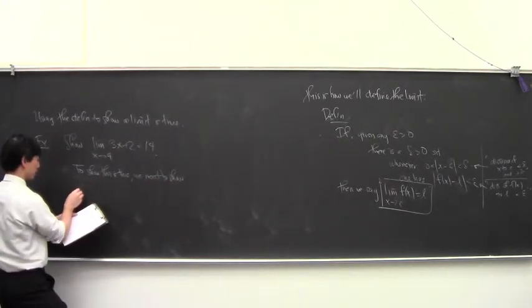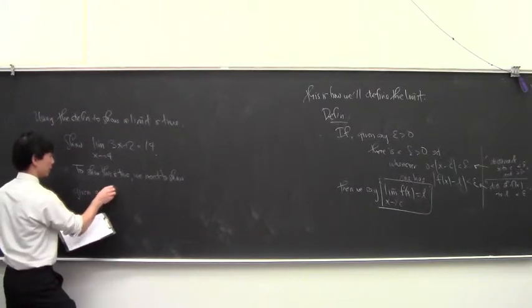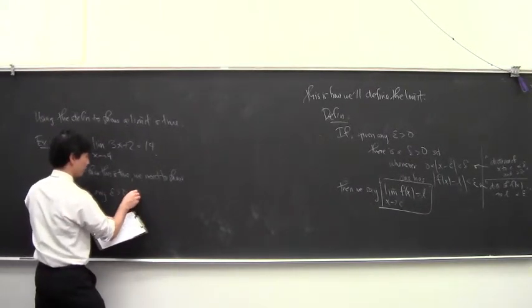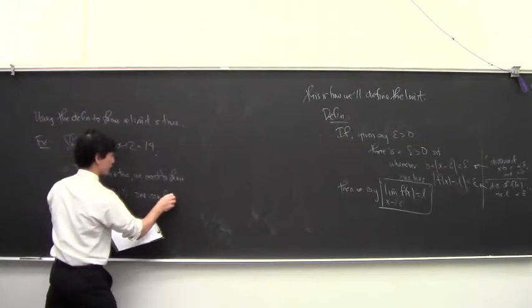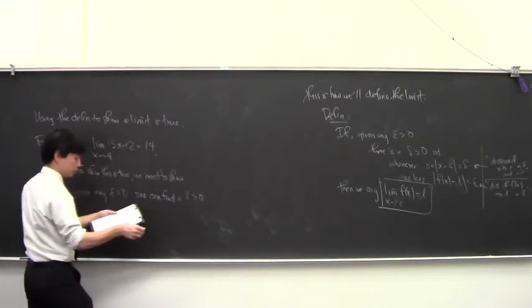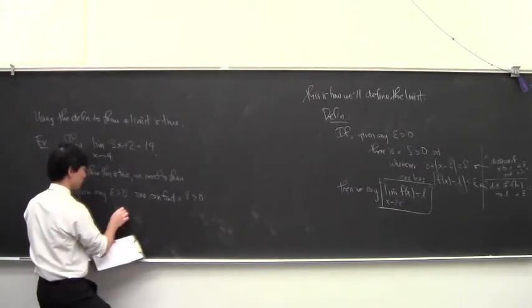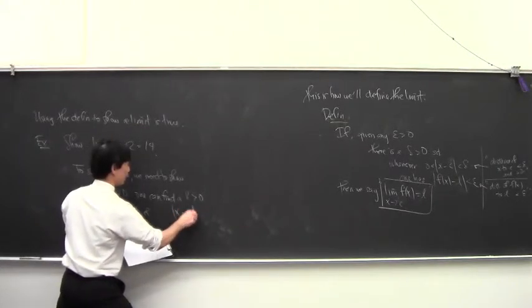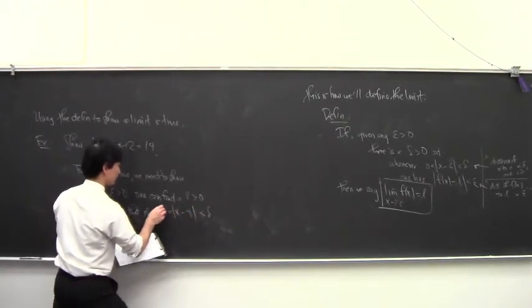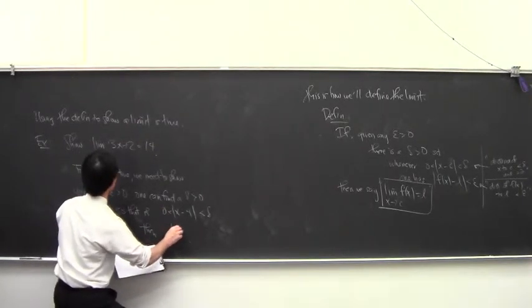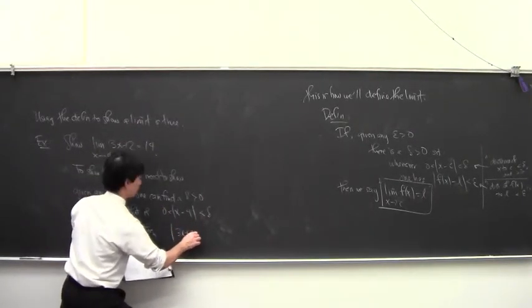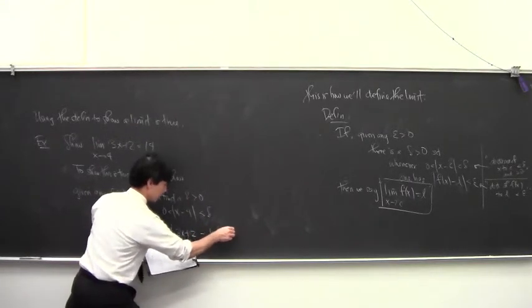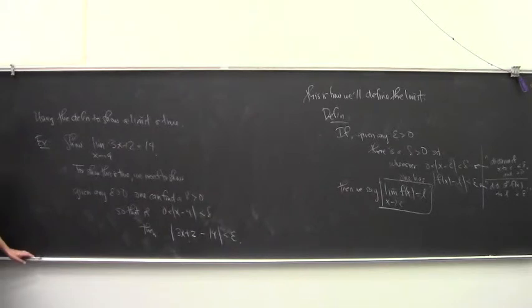We need to show that given any epsilon greater than 0, one can find a delta greater than 0, so that if |x minus 4| is less than delta, then |f of x minus L| is less than epsilon. Just following the definition. This is what we need to do.